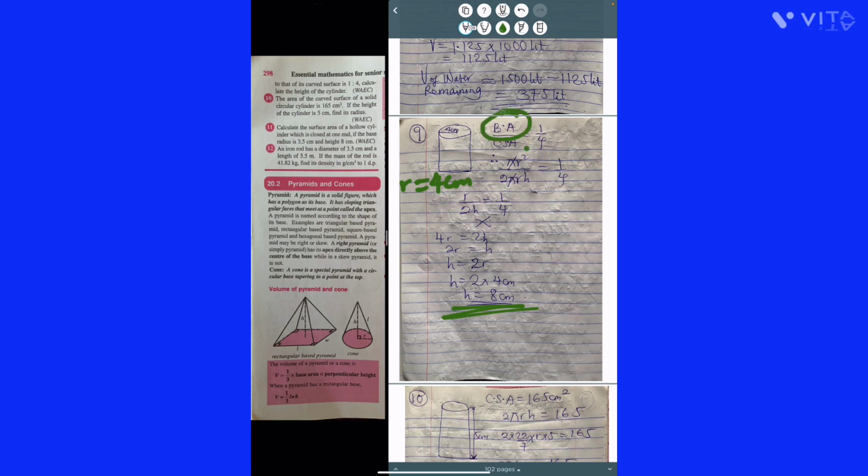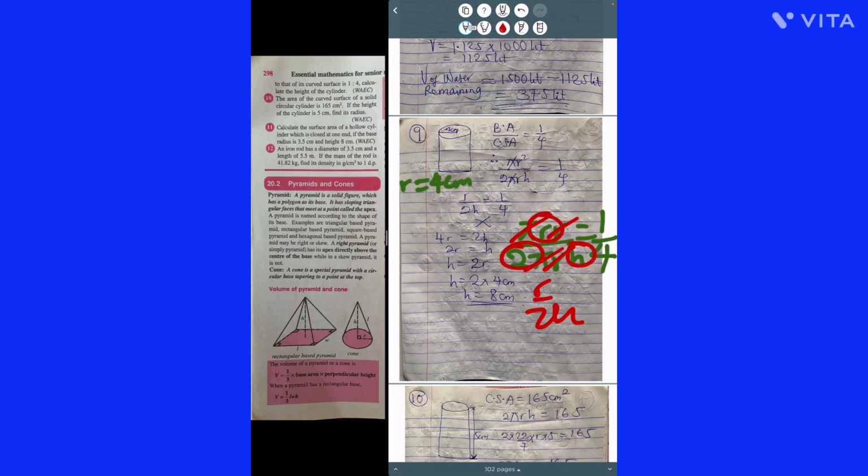Take note of how we did this. Base area over curved surface area is 1:4 or 1/4. Base area is pi r squared. Curved surface area is 2 pi rh. So pi r squared over 2 pi rh is 1/4. This means pi will cancel pi, r will cancel r. Then you have r over 2h left. So r over 2h is 1/4. So that means h is 2r.